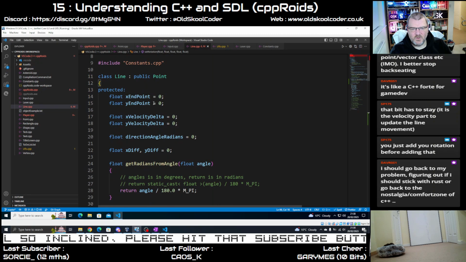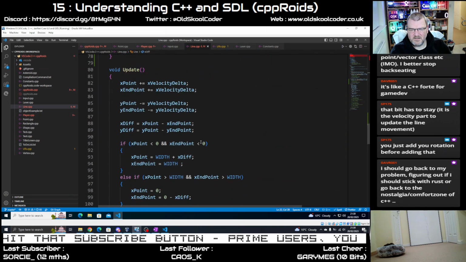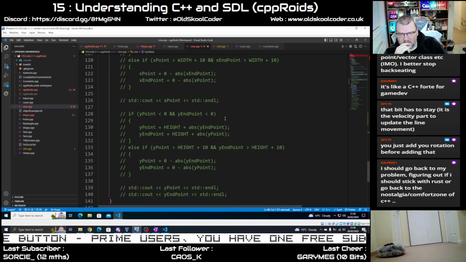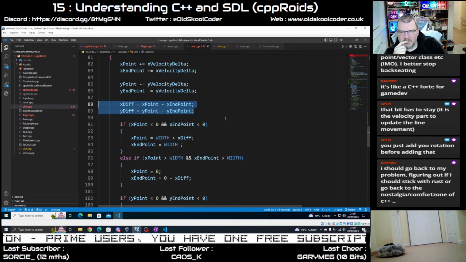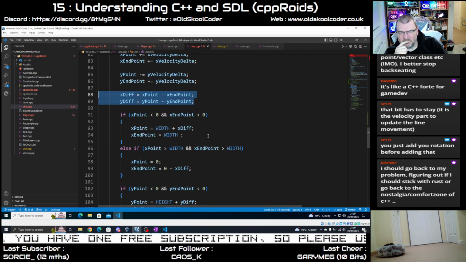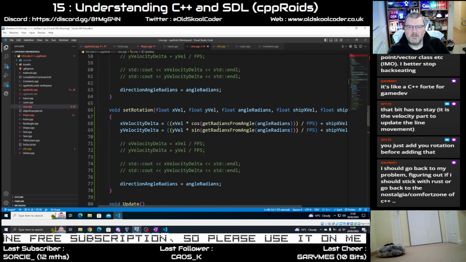Or do we get it doing it in here? I mean, we've got X and Y diff, but they are used down here, aren't they? They are used there. What's X and Y diff used for? Oh, here. Right.